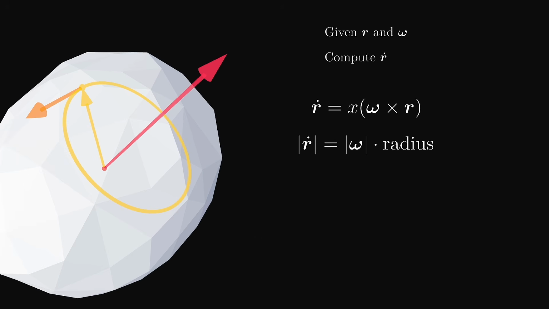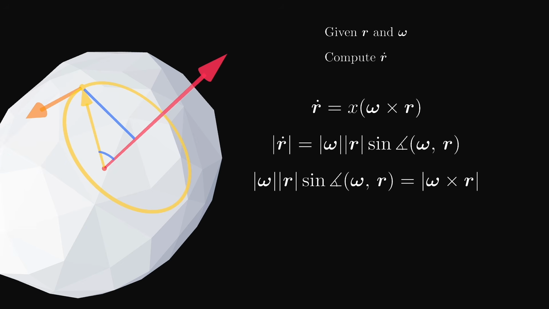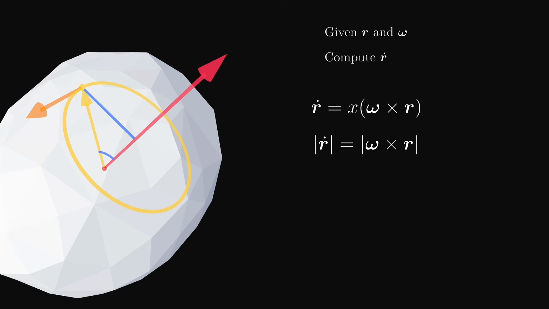We're almost there. The last remaining unknown is the radius of the circle that r travels on. It is the length of the part of r that is perpendicular to omega. As you can see, this is a right triangle, where this is the angle between omega and r. This means that the radius is just the length of r multiplied with the sine of this angle. So the length of r dot becomes this. Extremely convenient, because by definition of the cross product, that is also the length of the cross product between omega and r. Putting everything together, r dot points in the direction of the cross product between omega and r, and its length is the length of the cross product between omega and r. Meaning r dot is just a cross product between omega and r.